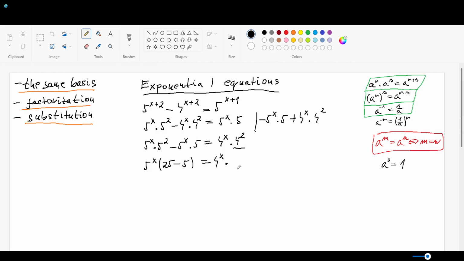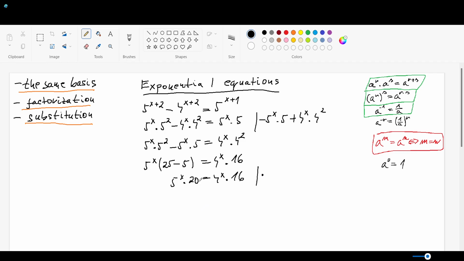and I will again use, instead of this exponential expression, the number, because it's a nice and quite easy number, which is 16. Now 5 to the power of x times 20 is equal to 4 to the power of x times 16. Probably, and I'm pretty sure, you can see that these two numbers have something in common with these two bases, but maybe not. So let me show you and explain what to do.